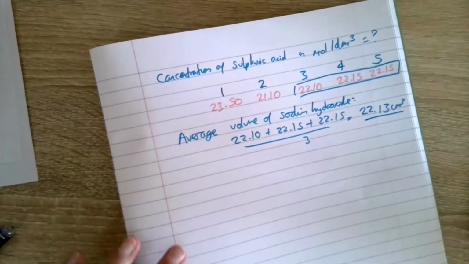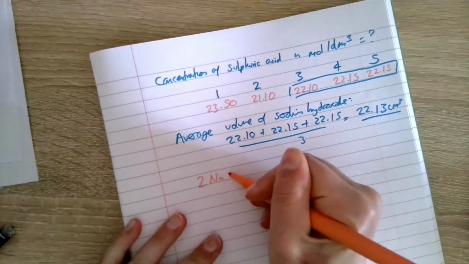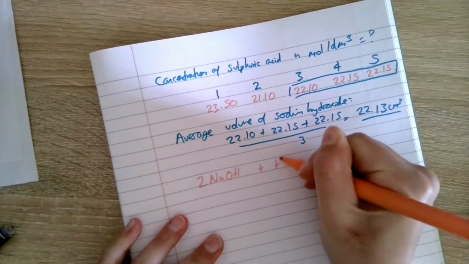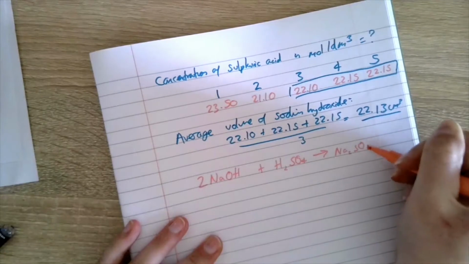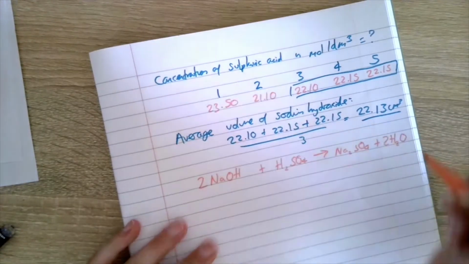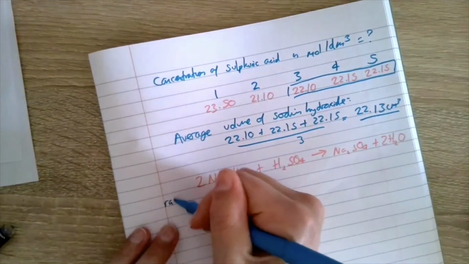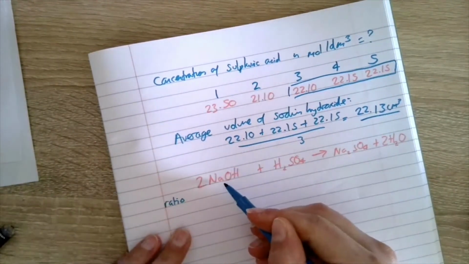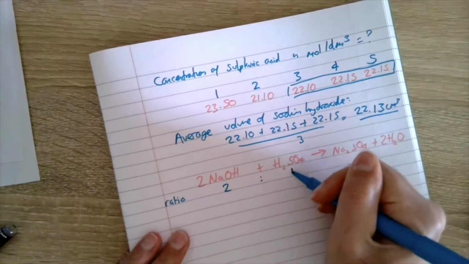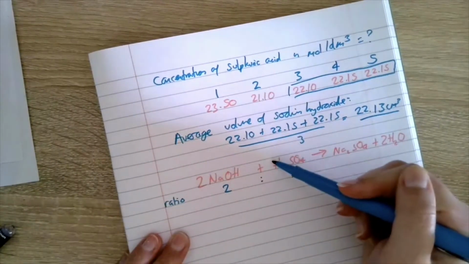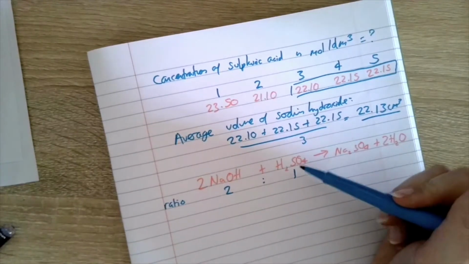They've given us the balanced equation for this. So 2NaOH plus H2SO4 goes to Na2SO4 plus 2H2O. So this balanced equation tells us our ratio of moles of sodium hydroxide to moles of sulfuric acid. So it's a 2 to 1 ratio. Remember that when there isn't a number in front of a molecule, that's because it's just 1.